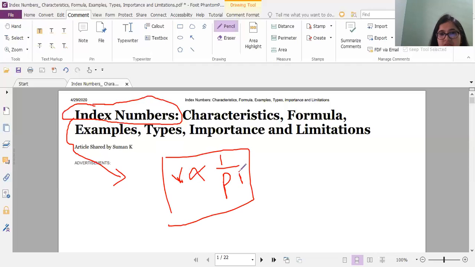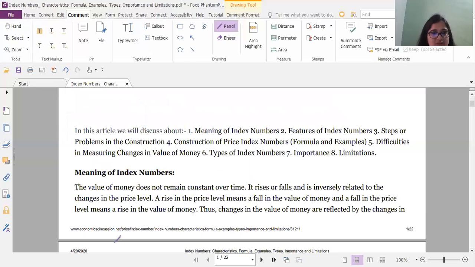If the price is increasing, then the value of money will decrease. So there is an inverse relationship, right? Is it clear? Okay, we shall look at a proper definition here, which is given.